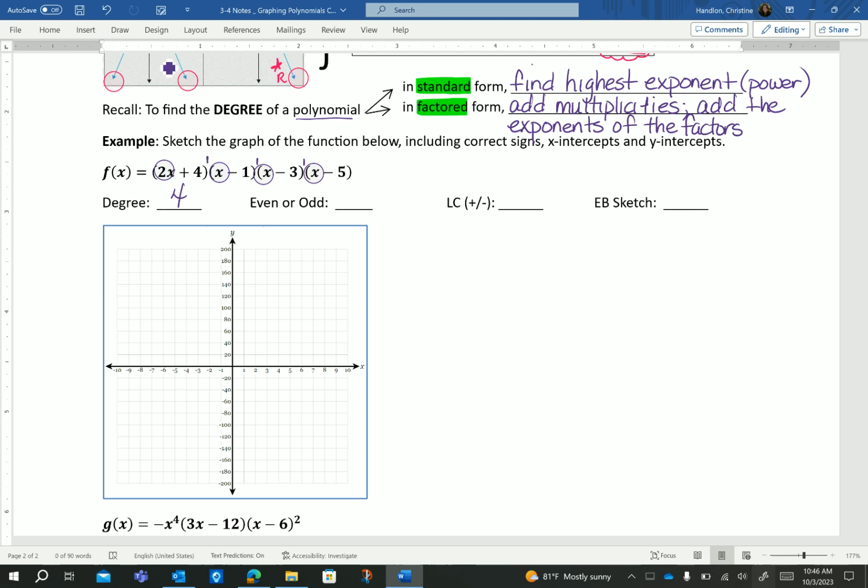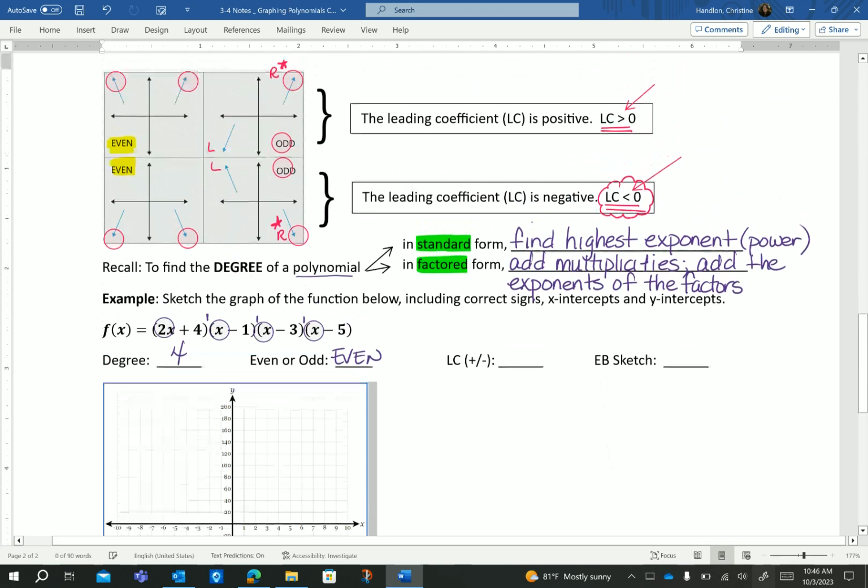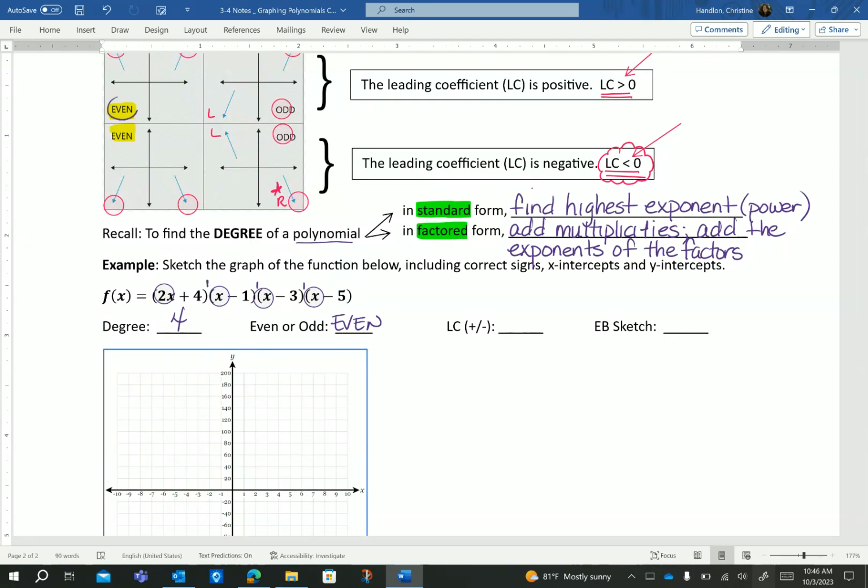Even or odd? Well, 4 is an even number, so we know it's an even function. So what does that mean? Well, upstairs, that means our answer is either going to be where the two ends are going up or where the two ends are going down. Okay, so it's going to be one of those two right there. So we don't have to even worry about the right hand side of that 2 by 2 square. Leading coefficient. The leading coefficient is going to be found right here in front of the first factor. The leading coefficient there is an invisible 1.